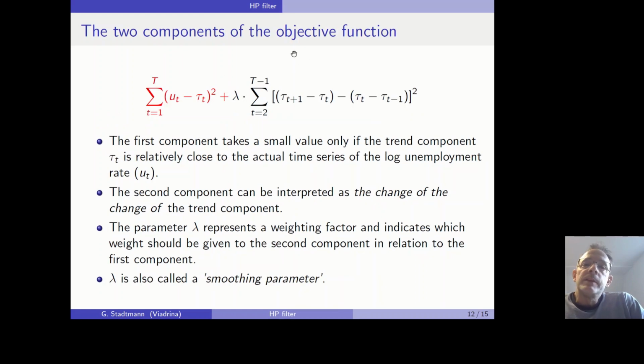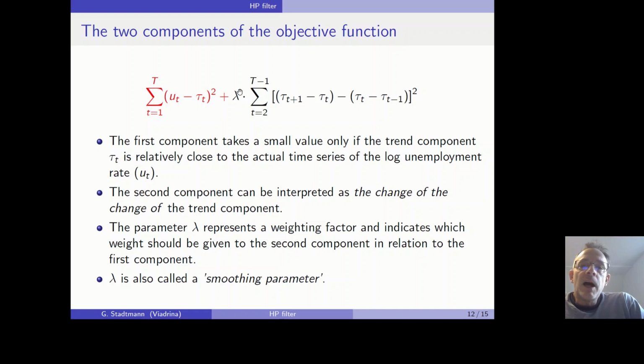So there are two components of the objective function, two components of the loss function. The first component will take relatively small values only if the trend component tau is relatively close to the actual time series of the log of the unemployment rate. In case there is only a small difference here, then this component will take relatively small values. And the second component can be interpreted as the change of the trend component.